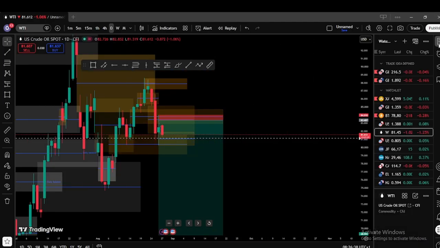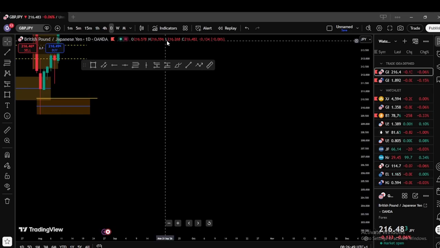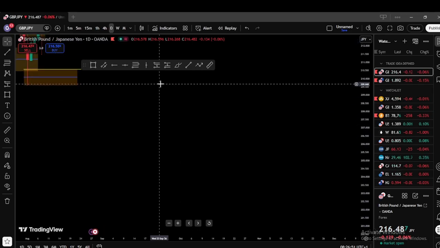Now the next thing is GBPJPY. How are buyers and sellers participating? So please, one thing I want to say is this is not to give you any trade idea of any sort, right? It's just to show you that it's not about saying this strategy or that strategy is the best of any sort, right?